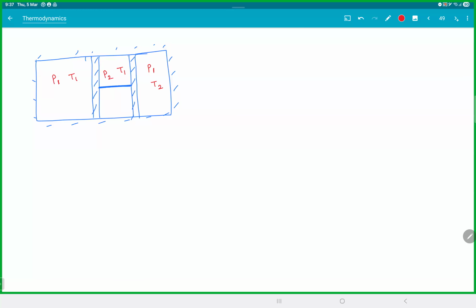Have a look at the variables. And if you look at the volumes here, this is 4V0 by 9. This is V0 and the total volume is constant. So V0 plus 5V0 by 9, that's 14V0 by 9. This is your heater. Check.